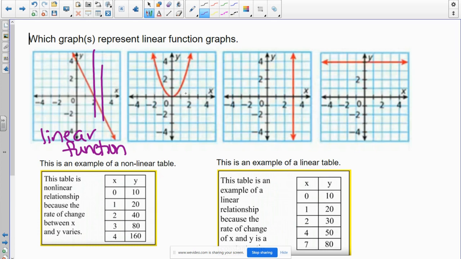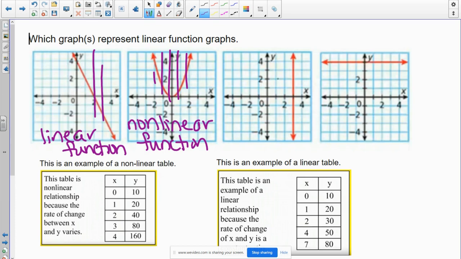This one right here, it is not linear. This is not a straight line, it's a curve. So this is nonlinear. If I do the vertical line test, it actually will pass the vertical line test. So it's just known as a nonlinear function. And as you get into algebra 1 or 2, you will notice that that is a quadratic function.